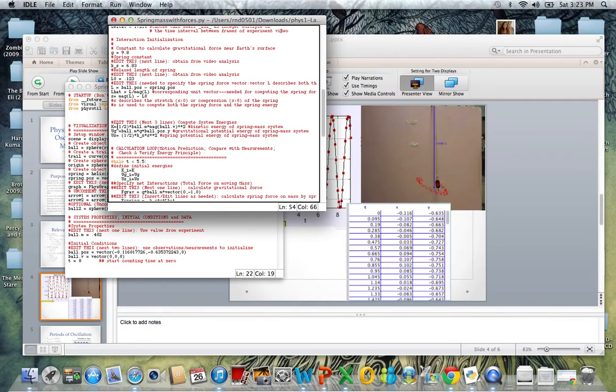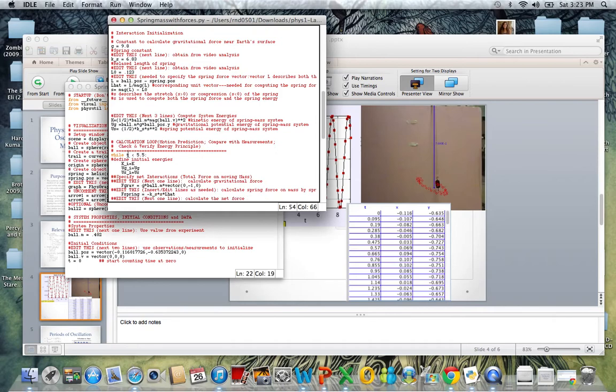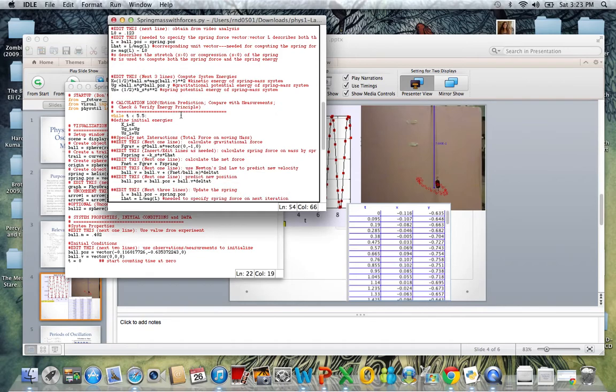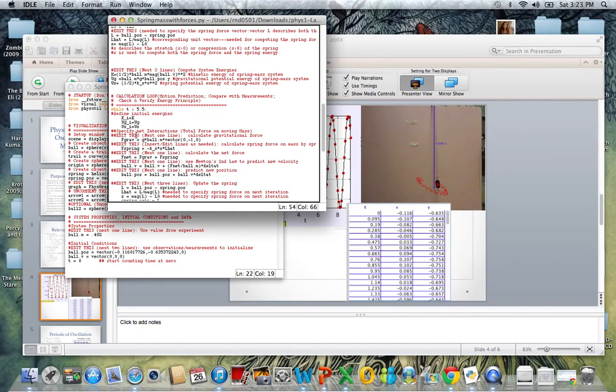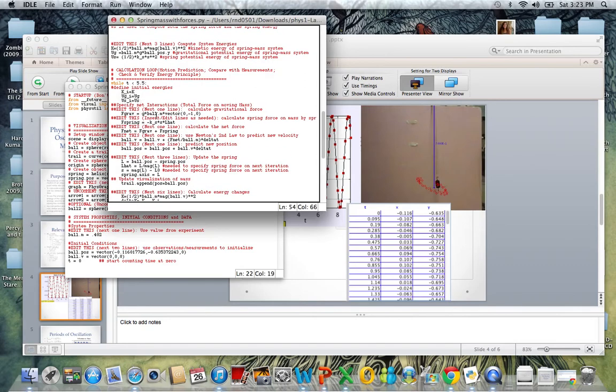Here we have our equations for kinetic energy, gravitational potential energy, and the potential energy of the spring, which I had on one of the slides before. This gives you the initial energies. The force of gravity is the mass of the ball times the acceleration due to gravity times the vector 0, -1, 0, because it goes in the negative y direction.